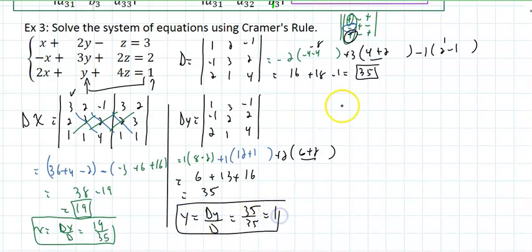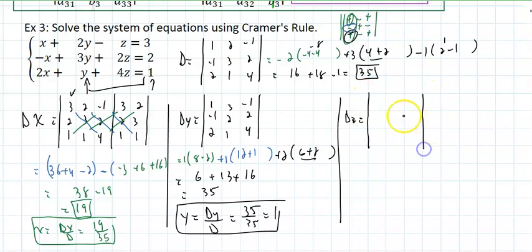I got y, I still have to find z. And if I go for z and I pick a row or column, well, I need to find d sub z. Again, on your test, make sure you read the problem. It's going to ask you for only one of those. I don't need you to do all of this busy work. d sub z replaced the z by that coefficient. So if I said find z, you really don't have to find d sub x and d sub y. Make sure you read the directions so you wouldn't run out of time on the exam. And replace the z by 3, 2, and 1.